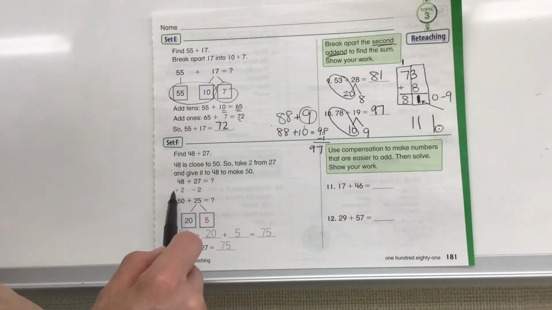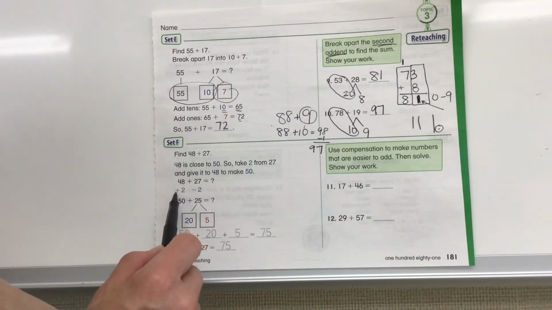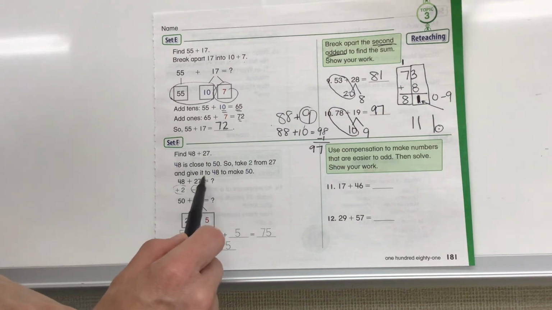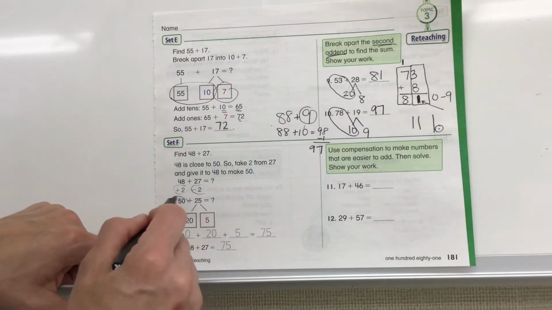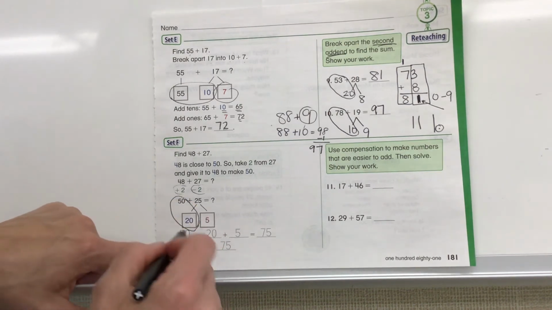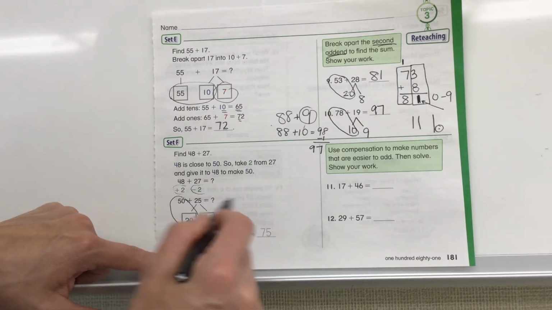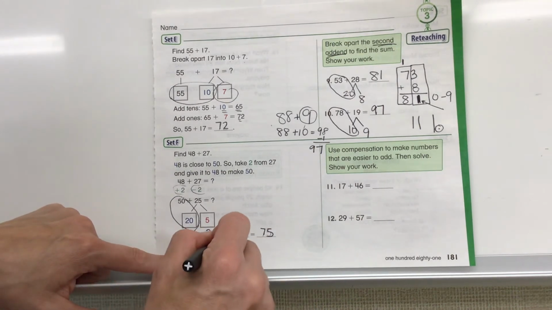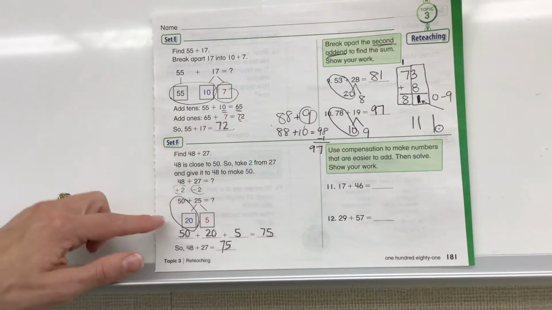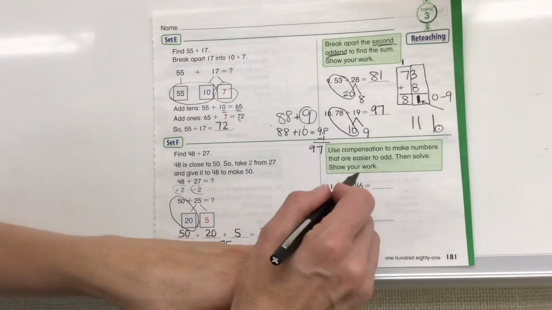So 48 plus 2 is 50, but remember, whatever we do to one side, we have to do to the other. If we add 2 on one side, we've got to subtract 2 from the other side. So 50 plus 25, we're going to break it apart into 50 plus 20. We're going to add our tens. So 50 plus 20 plus 5 equals 75. So we know that the same thing is also going to be 75. We're just looking for groups of 10 or groups of 5, so it's a little bit easier to go through and add. All right, let's take a look at this compensation here.